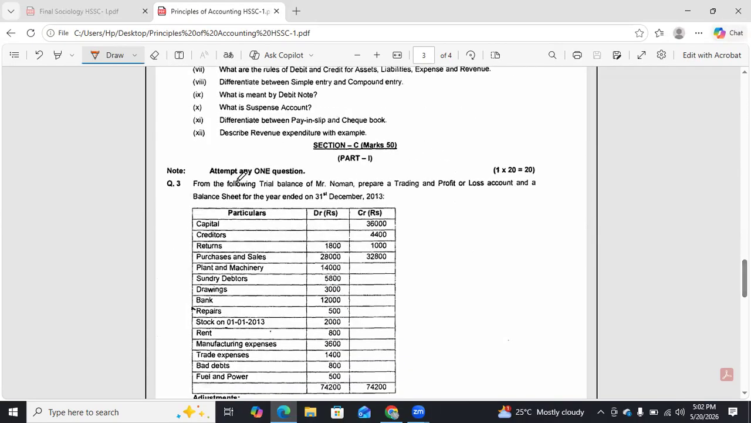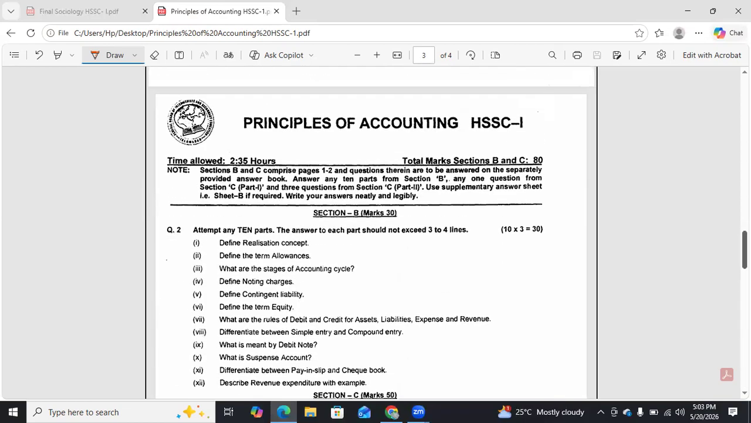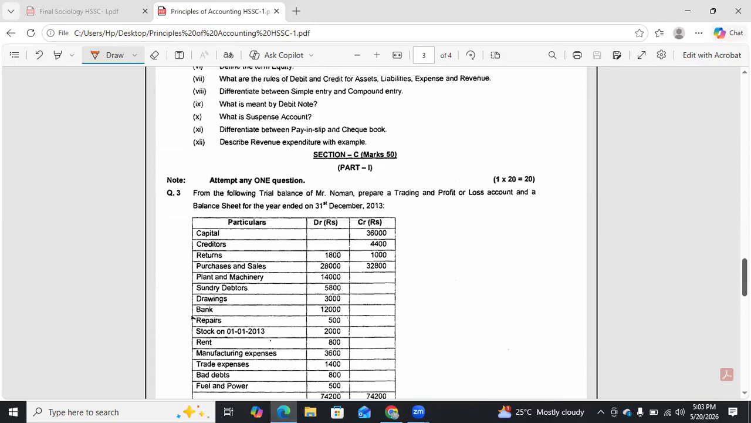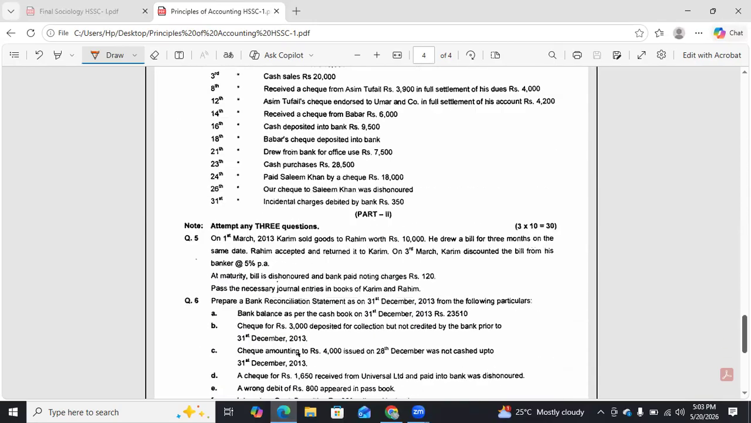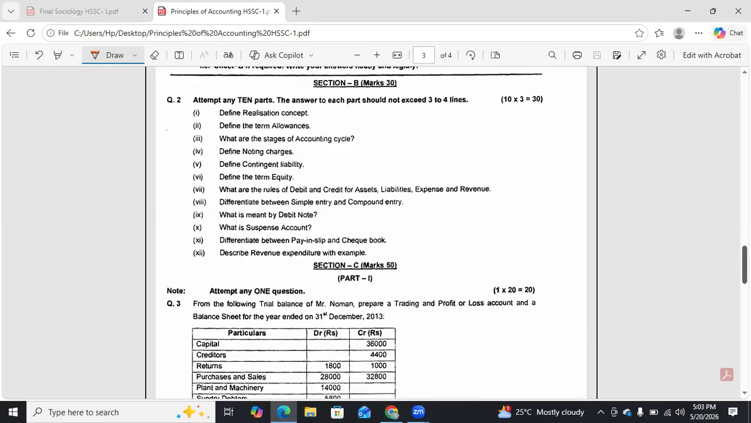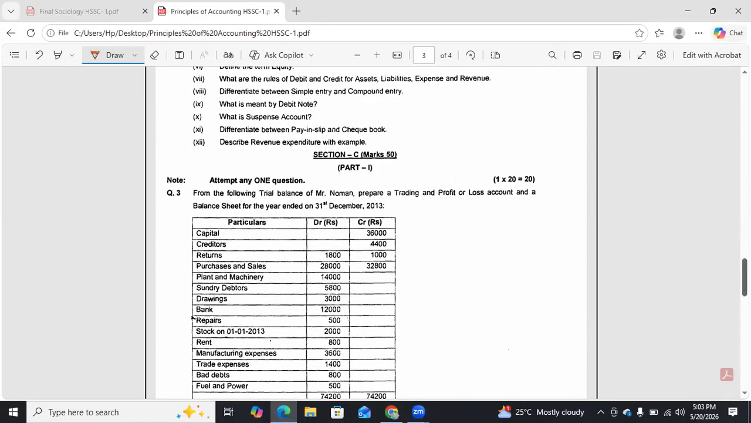In Section C, you have to attempt any one question. You have a total of 6 questions, and out of these 6 questions, you have to attempt just one.